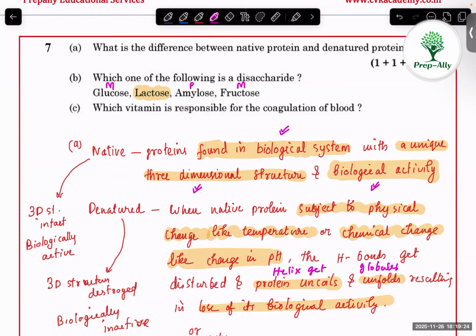Which vitamin is responsible for the coagulation of blood, a many times repeated question? Whenever you hear coagulation, when you pronounce coagulation, what will come? The first syllable of coagulation is Ka.